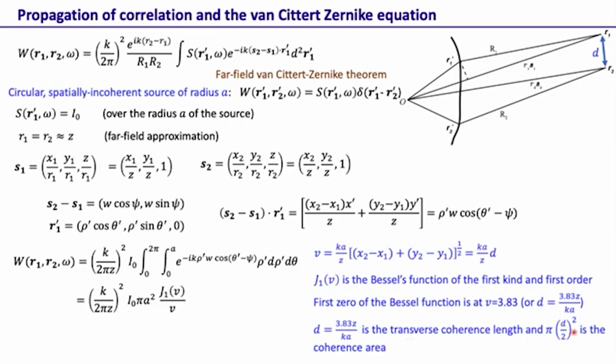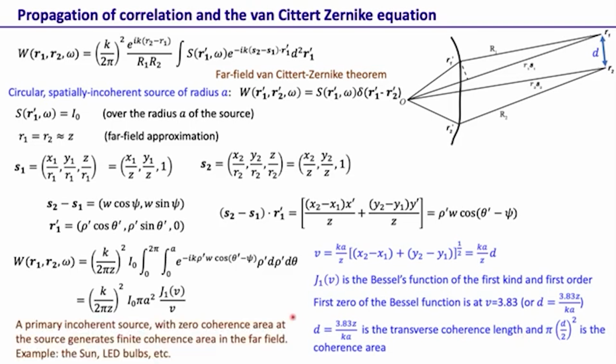And this is then the radius, so pi d by 2 squared is the coherence area, where d is the diameter. A source which was completely incoherent, that means the coherence area or the transverse coherence length at the source was 0, but just upon propagation we see that it has developed a finite transverse coherence length and coherence area. So a primary incoherent source with 0 coherence area generates a finite coherence area in the far field.